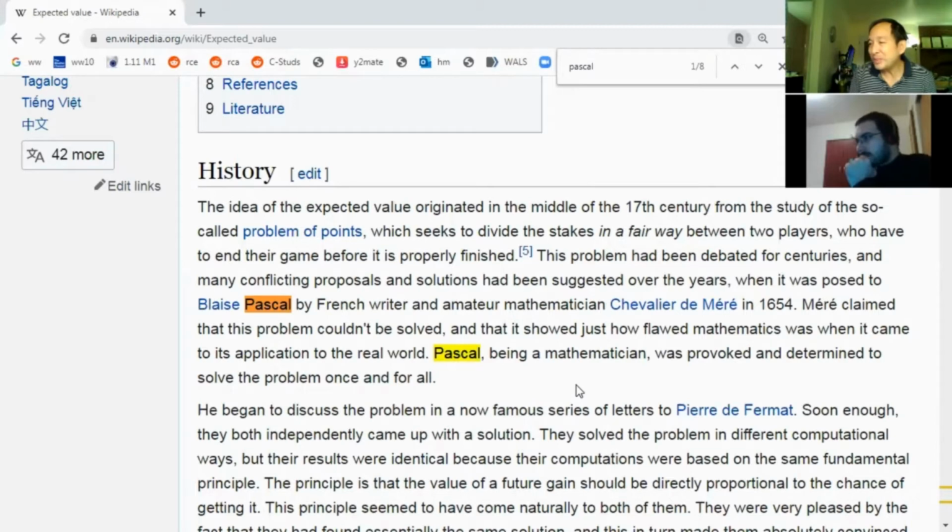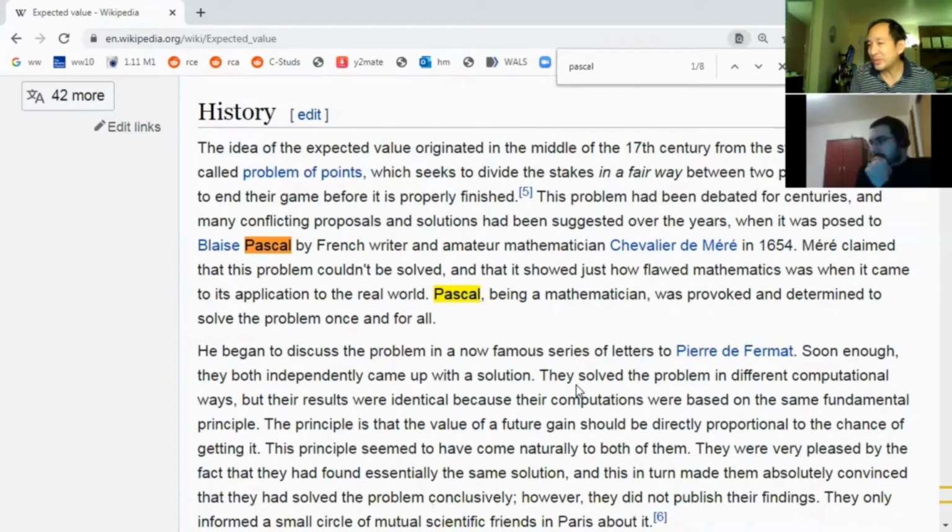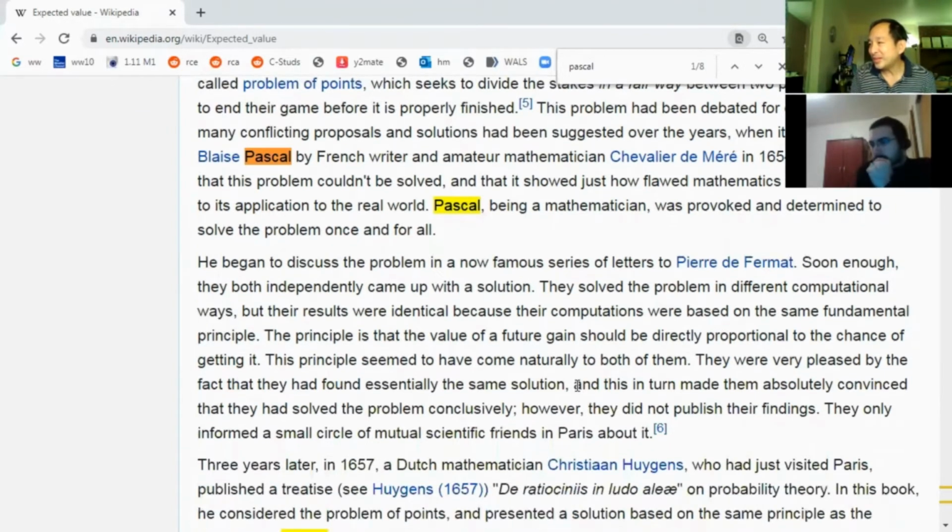Soon enough, they both independently came up with a solution. They solved the problem in different computational ways, but the results were identical because their computations were based on the same fundamental principle. The principle is that the value of a future gain should be directly proportional to the chance of getting it. This principle seemed to have come naturally to both of them. They were very pleased by the fact that they had found essentially the same solution, and this in turn made them absolutely convinced that they had solved the problem conclusively. However, they did not publish their findings. They only informed a small circle of mutual friends in Paris about it.